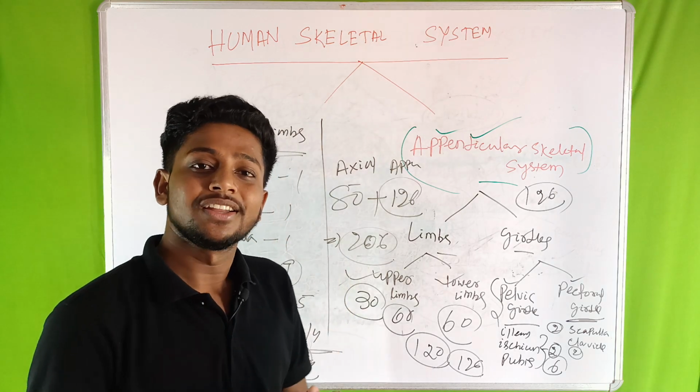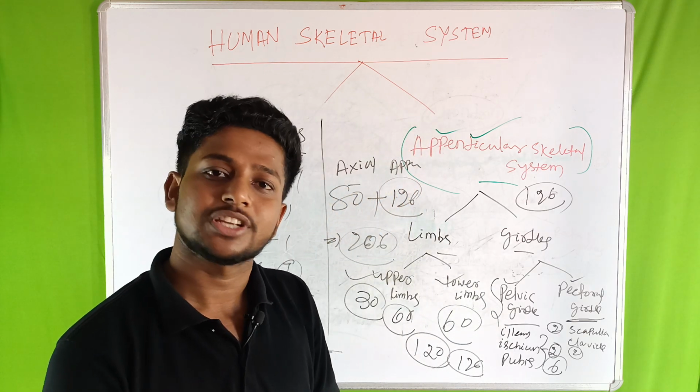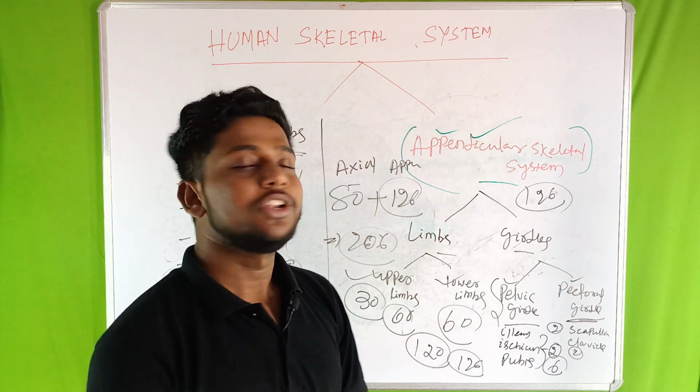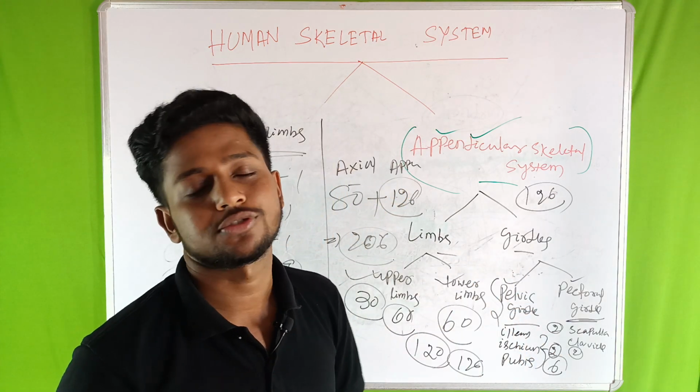206 bones are present in an adult. But in the case of a newborn baby, 300 bones are present. Because in a newborn baby, the bones are not fused. And many types of cartilage are also present.